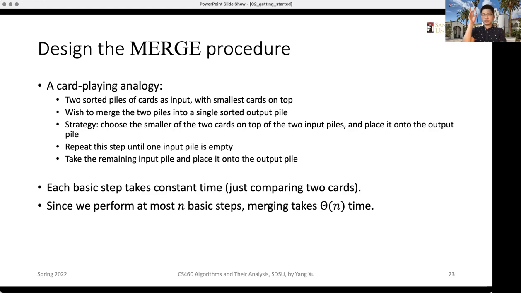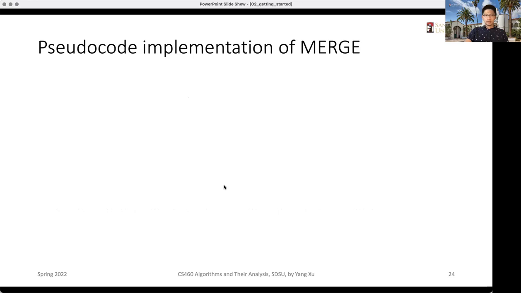In the simplest case, you have two piles that are basically the same size, and whenever you make a comparison, there is one card less. So it basically needs to make n comparisons. And finally, you will get a merged sequence that is 2 times n in length.